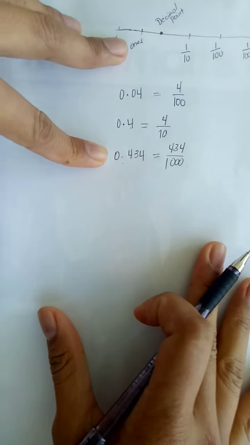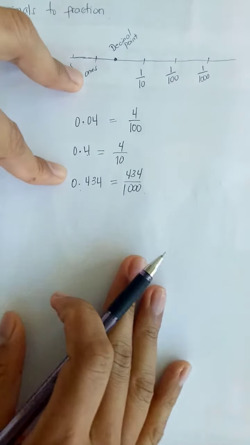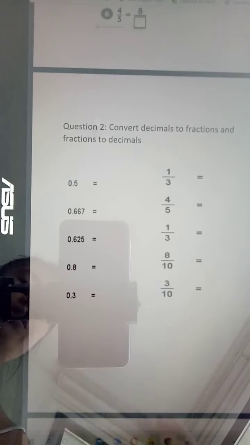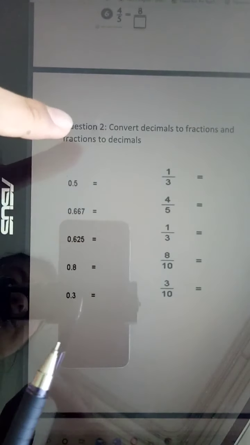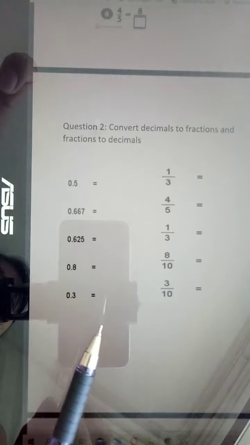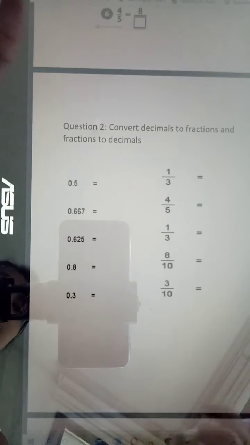So next, I am going to show you how we are going to convert a fraction back to a decimal. So that is how you answer this area, okay? Converting a decimal to a fraction. Now I'm going to explain how to do this, converting a fraction to a decimal.